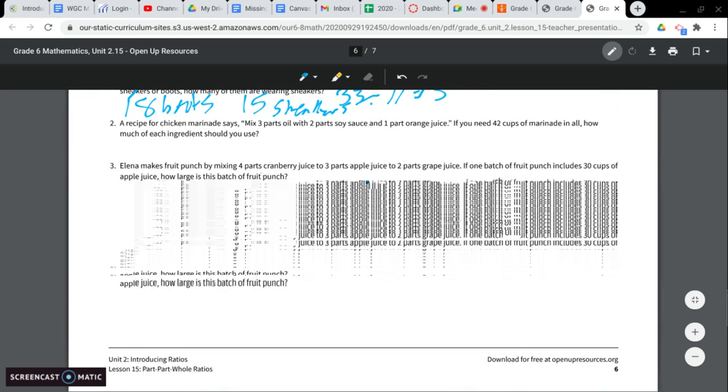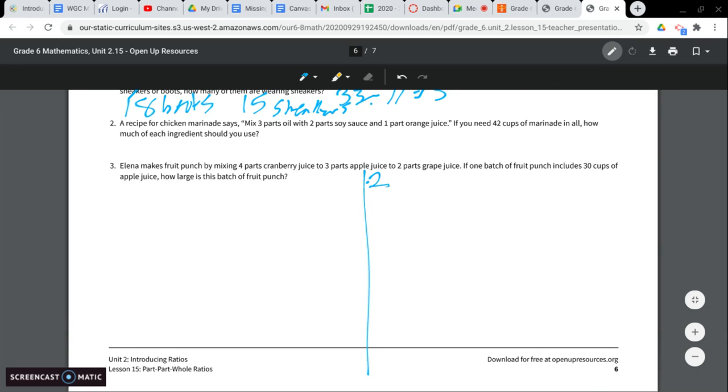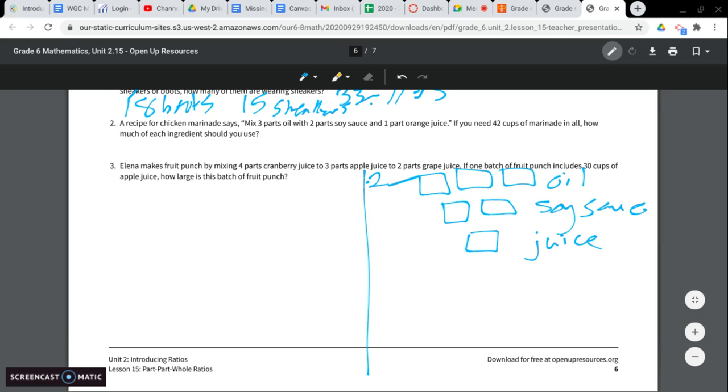So I'm going to come down here, split this in half. This side will be for number 2. So we've got oil with 1, 2, 3. So this is our oil. We've got soy sauce, the 2. And we've got the juice. So now we need 42 cups total. Looking at this, we have 1, 2, 3, 4, 5, 6. So if we take 42 and divide by 6, we get 7. So that means each one of these parts is going to need 7.